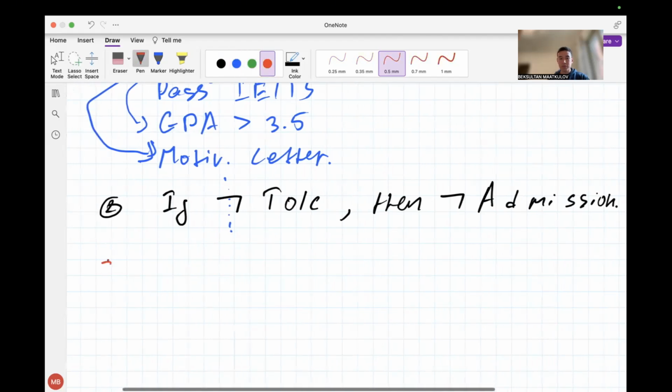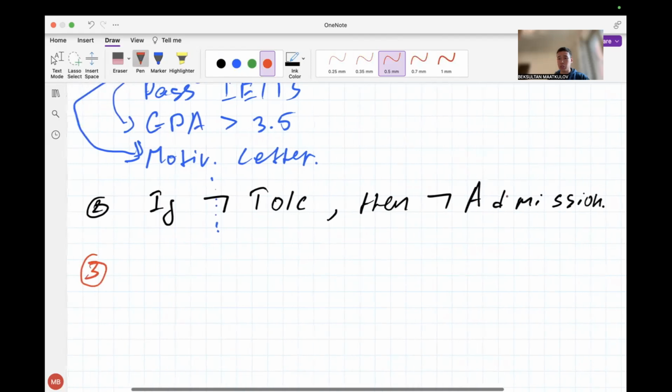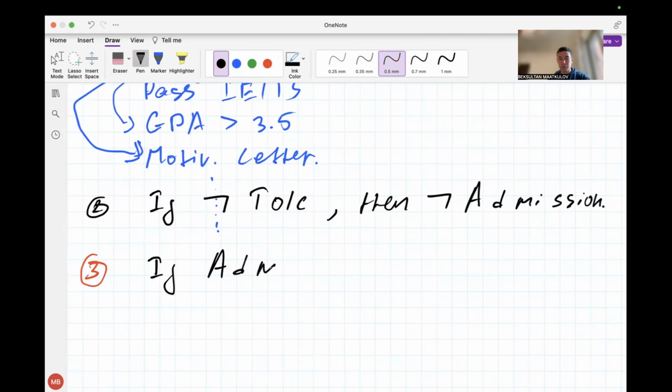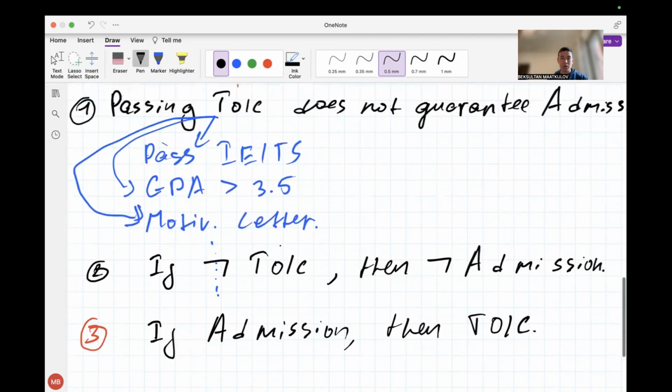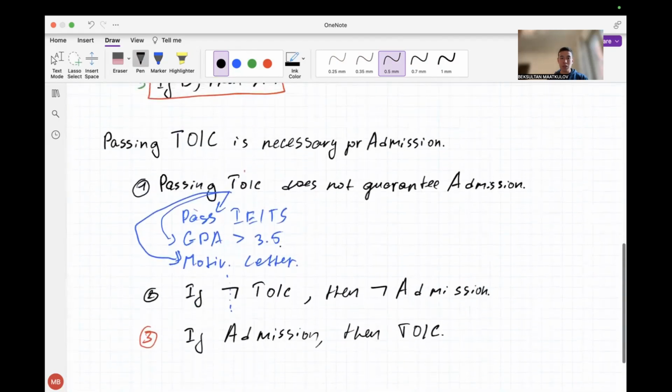And the last point is you just take the contrapositive of this. You write, if admission, then TOLC. So the last case says if you already got admitted, then it means that you passed TOLC, because without passing TOLC, you could not get admitted. So here are the 3 possible cases.